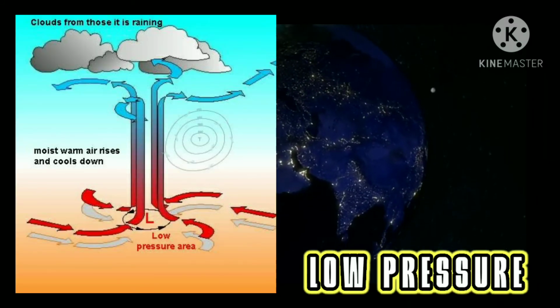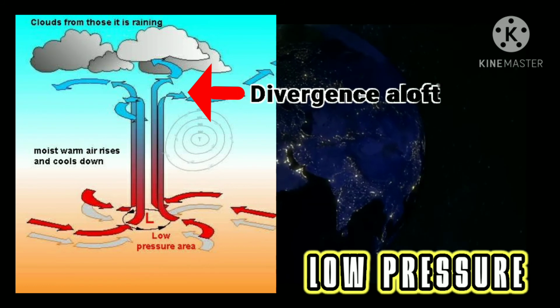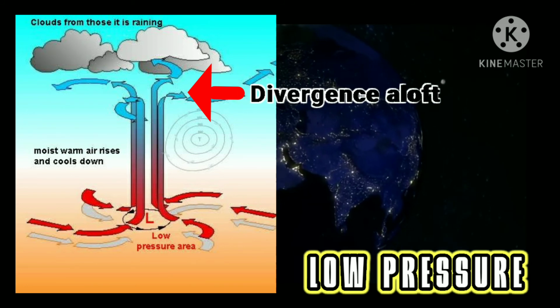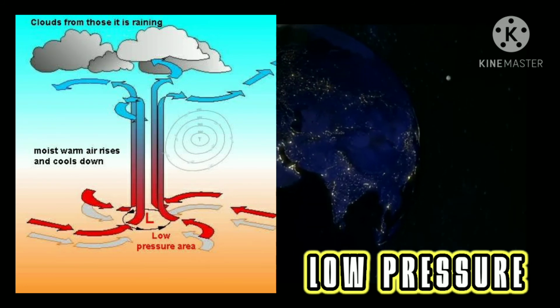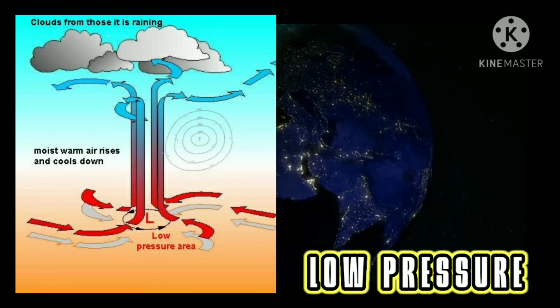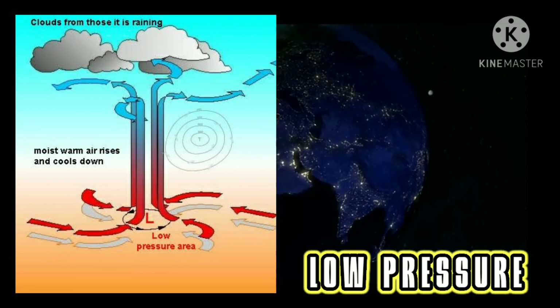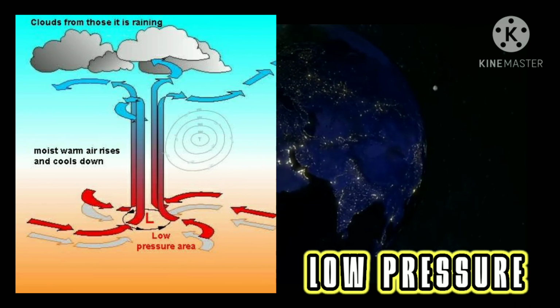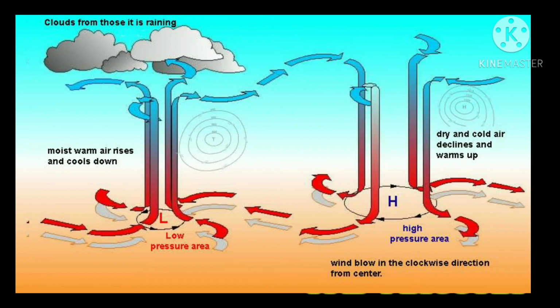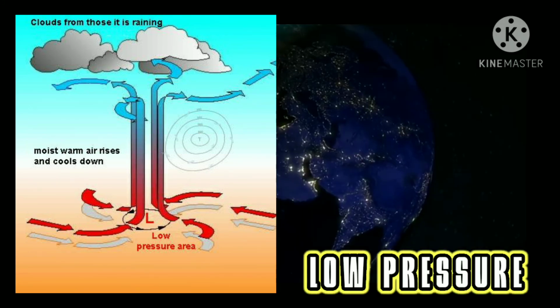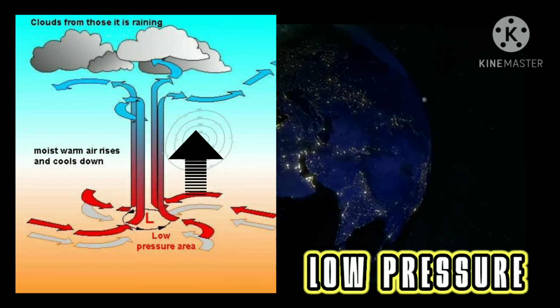Here, there's a divergence zone aloft going on, where the directions of the winds above are going separate ways. Since we can't have a void here, something must replace it. So air rises from the surface of the ground. From high pressure air to low pressure air, it goes into low pressure counterclockwise. Since there's nowhere else to go, it rises to fill the void above.